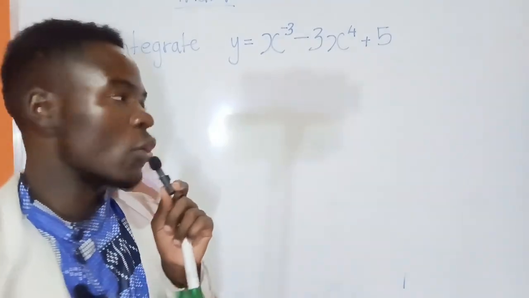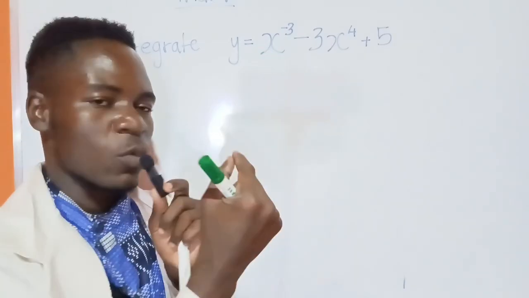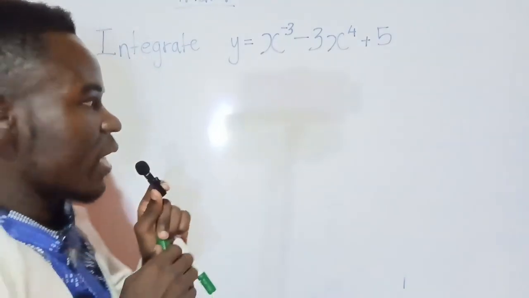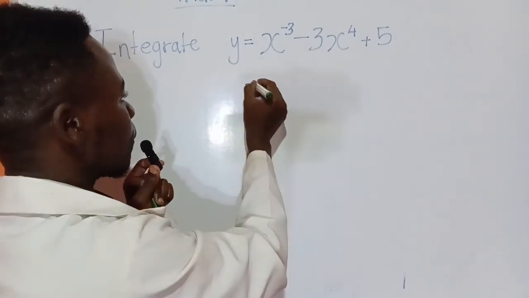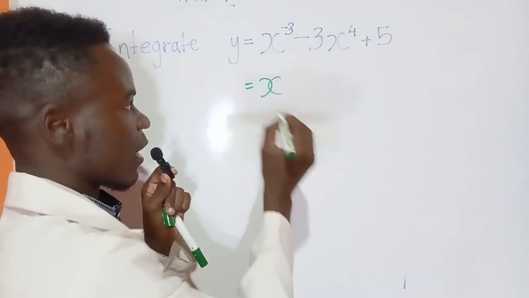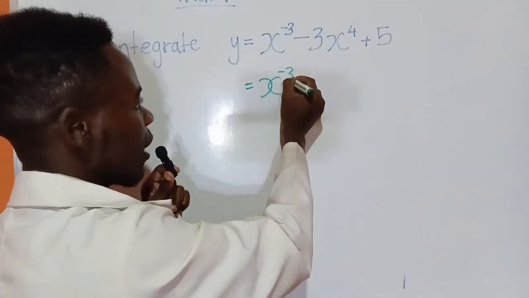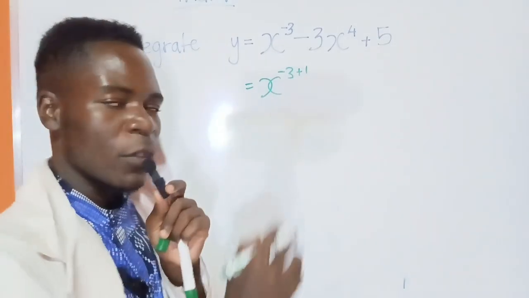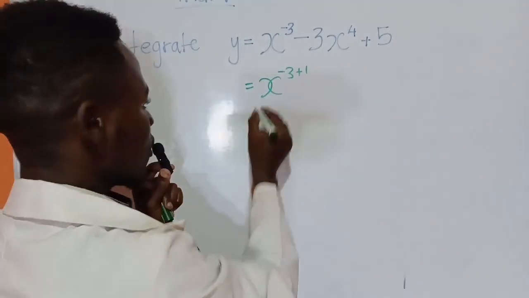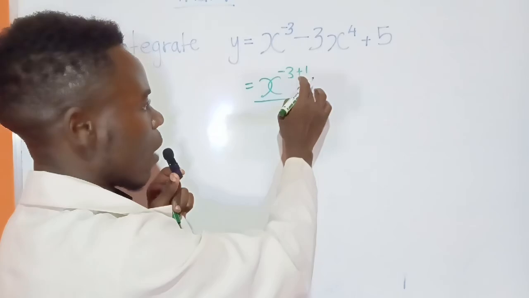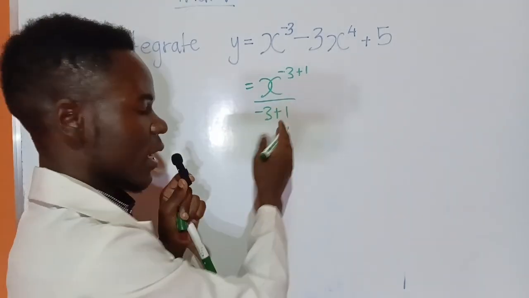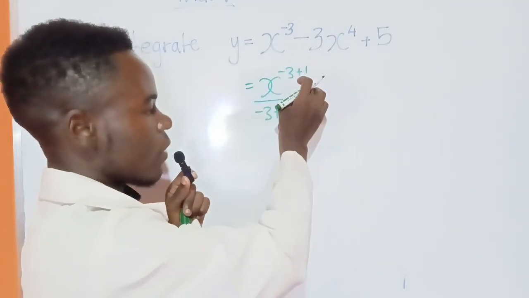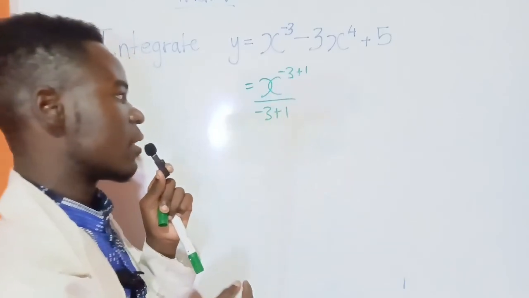what you are going to do is add 1 to the powers, then divide by the new power. So now what are we going to do? We are going to have an equation which is x to the power negative 3 plus 1. We always add 1 if we are dealing with integration. So we are going to divide by the power, which is negative 3 plus 1. You can see that we are dividing by whatever we have on the power as the denominator.